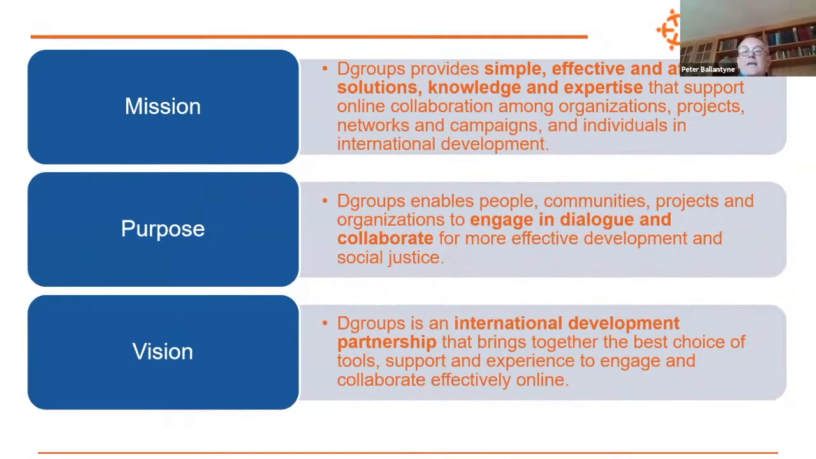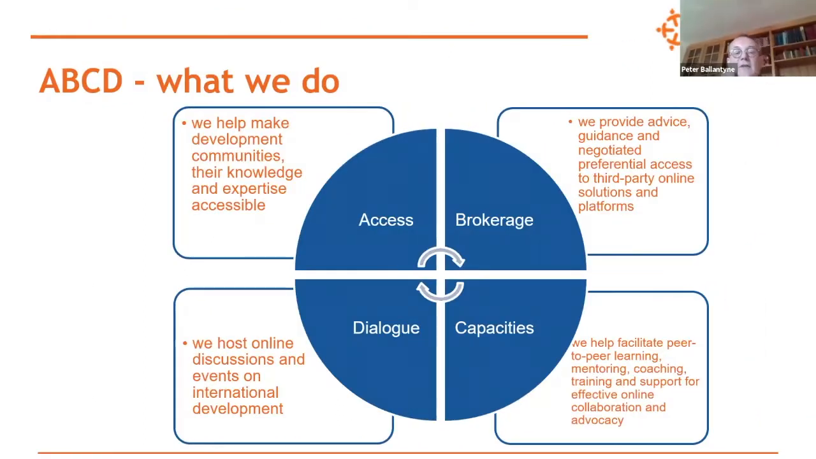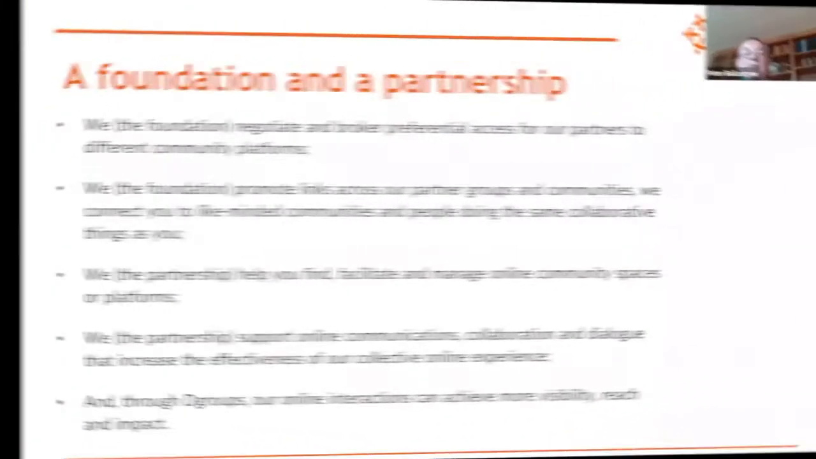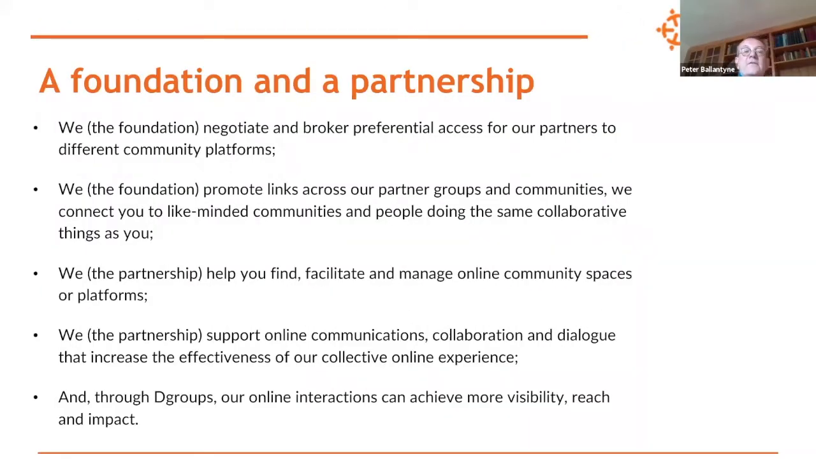We've revised a bit the vision and purpose, and we're tapping into the collective knowledge by dialogue and development. We call it the ABCD. A is around access and knowledge, and how can we link and connect and make that accessible. Secondly, B is about brokerage, advice, facilitating connections. The C is about capacities, the process of engaging and learning and collaborating. And the fourth one is the D for dialogues and discussions, events. The foundation and the partnerships are based in the Netherlands. And our hope is through Dgroups, through working together, each of us, but also collectively, also more reach and more impact.